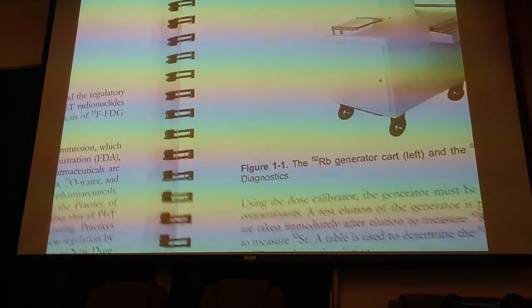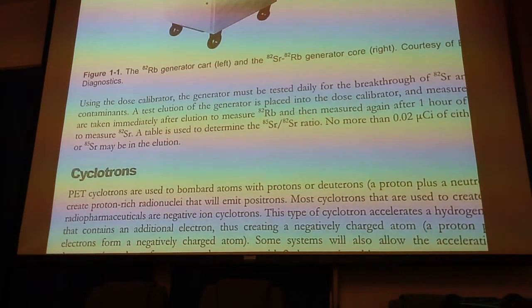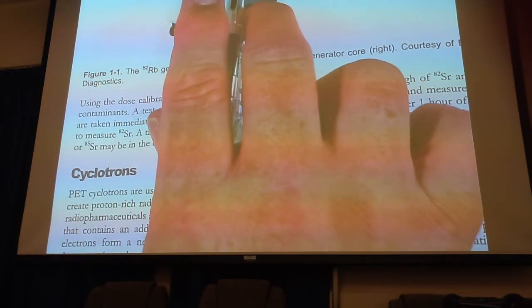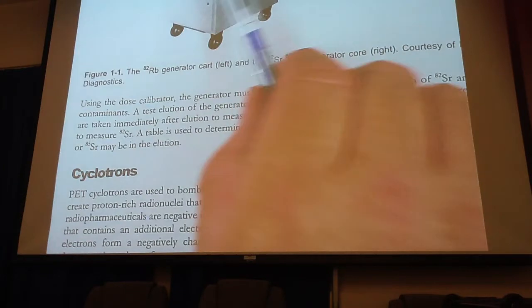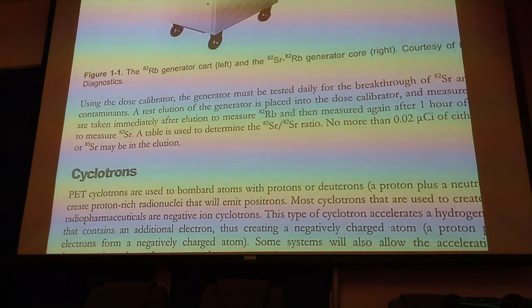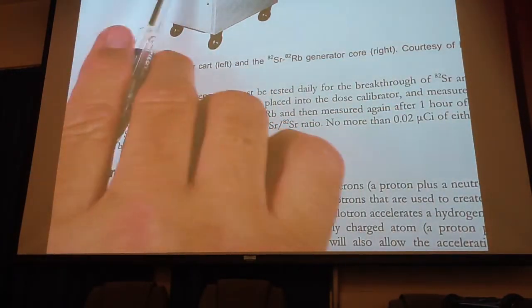And when they're eluting the generator, remember that with the 99 molybdenum technetium generator, we use normal saline. We also use normal saline for the rubidium generator. We use air for the rubidium krypton generator. So you need to know what materials they use for elution.